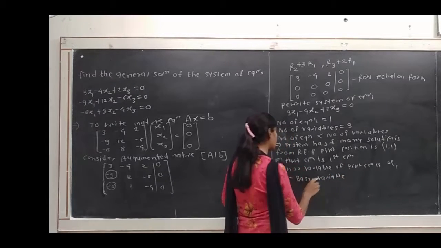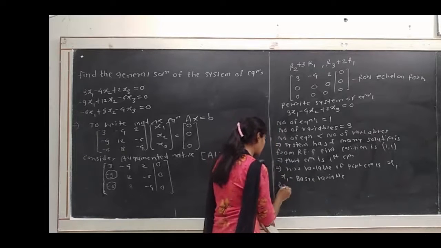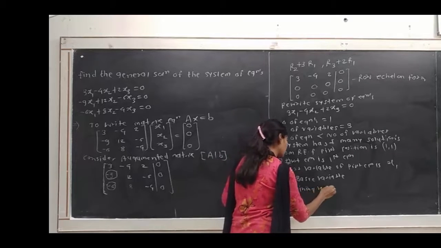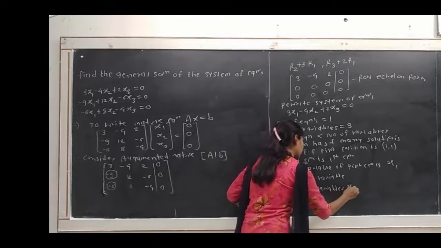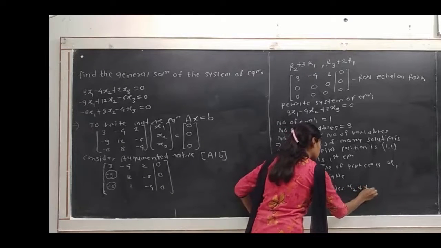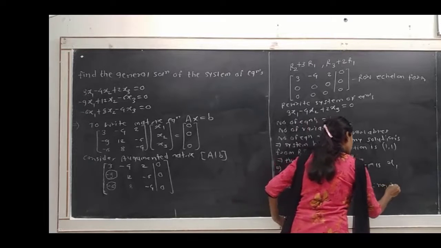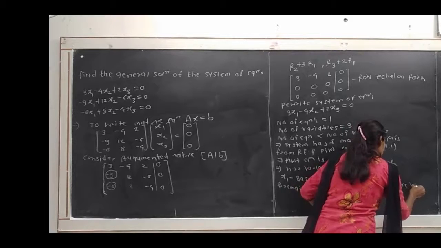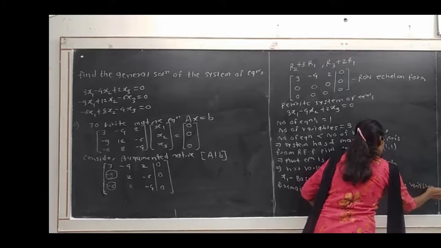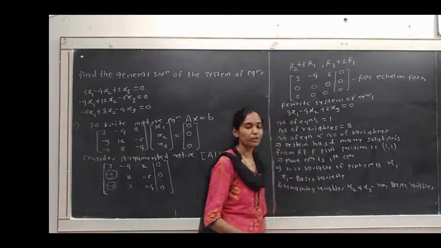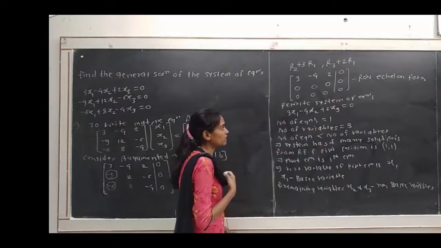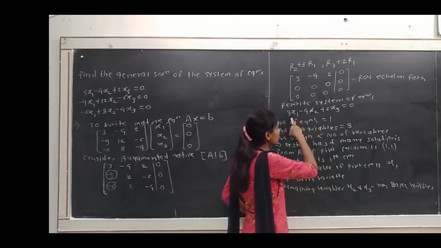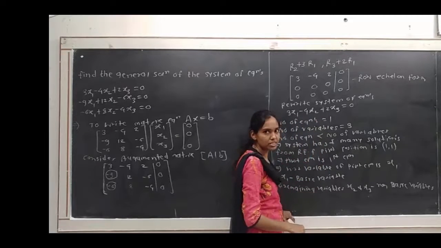So here x1 is the basic variable, and the remaining variables, that is x2 and x3, are the non-basic variables. We call them non-basic variables with respect to the non-pivot columns. Then in the next step we have to write the value of the basic variable in terms of the non-basic variables.